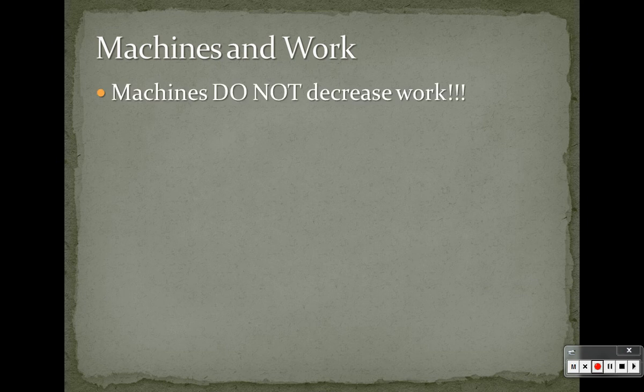let's talk about how machines actually work. And more importantly, what they do to work. So, a common misconception is that machines reduce the amount of work. But they don't. They don't reduce the amount of work. The same amount of work is done whether you're using a spoon to dig a hole or with a shovel. Okay? You dig the same size hole, the same amount of work is done. It's just easier with a shovel. That's exactly right.